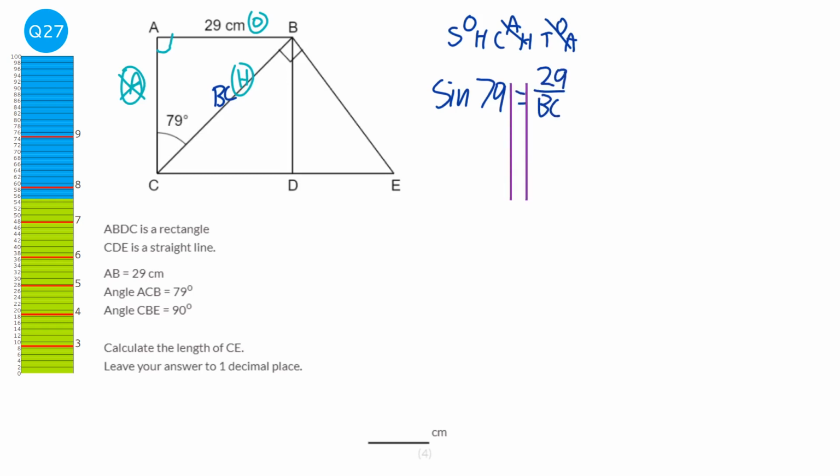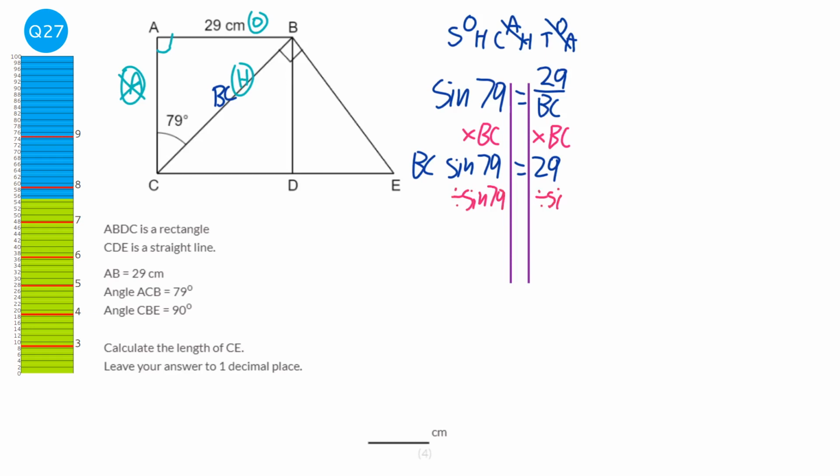So I'm going to put my solving lines in. And we need to times both sides by BC first of all. So we end up with BC sine 79 equals 29. And we're just going to divide both sides by sine 79. Just a bit of rearranging. So BC will be 29 over sine 79. And when you do that in the calculator, you get 29.542, and so on.